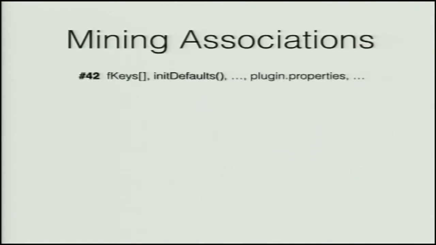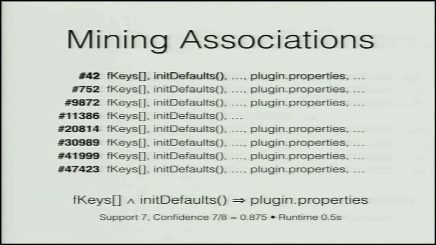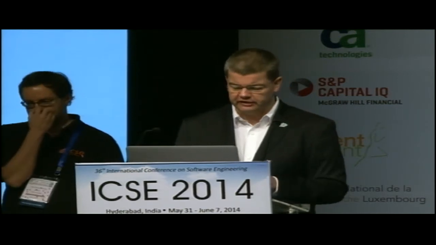So what you could find is that there was a total of 9 individual transactions in the history of Eclipse where the fkeys array and the init defaults function were changed together, and in 8 of these, the file plugin properties was changed as well. And standard data mining algorithms would now be able to extract rules such that whenever people changed fkeys and init defaults, they typically would also change plugin properties. Standard data mining algorithms would take an entire data set and give you all rules, but this would take several hours. So we invented a new variant that would take a couple of known antecedents and deduce the consequent, that is the other files to be changed, in less than a second.